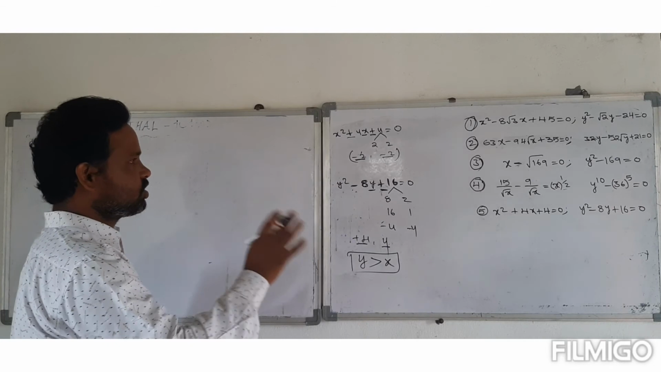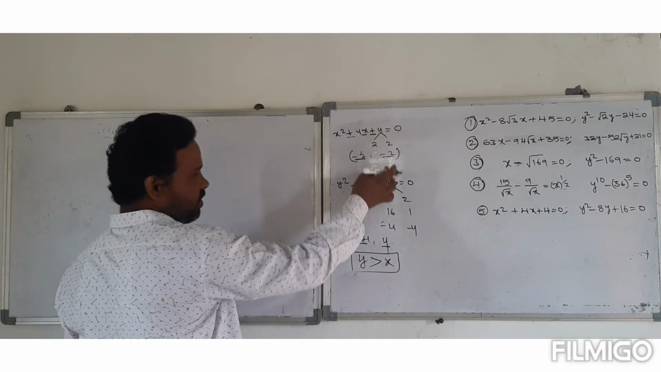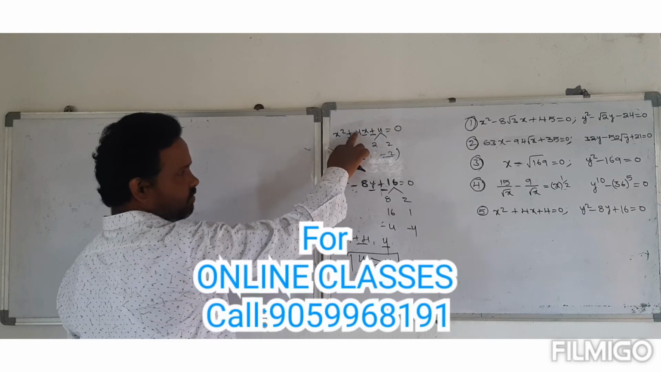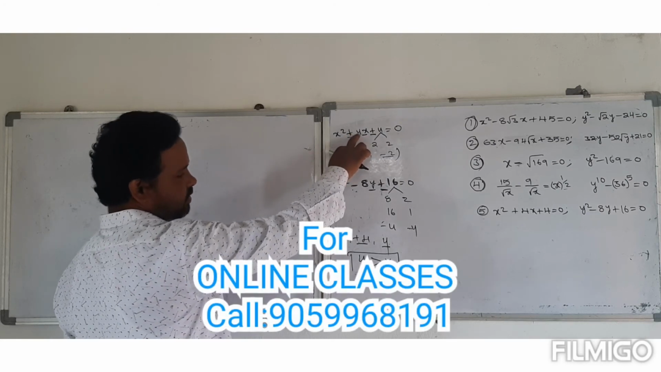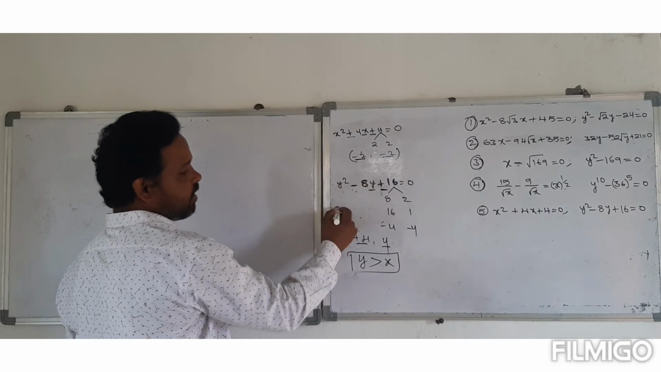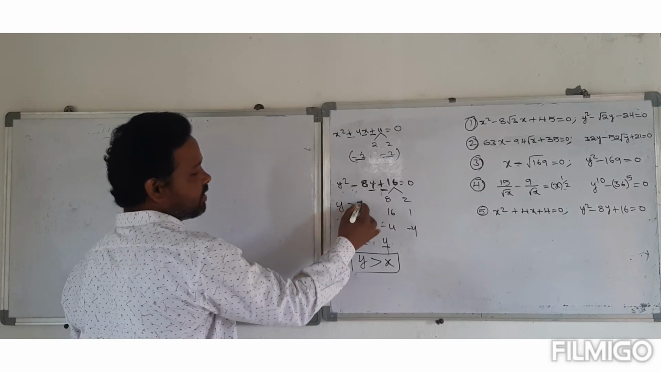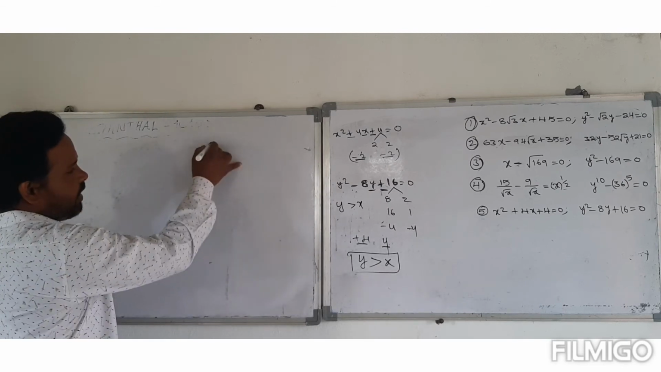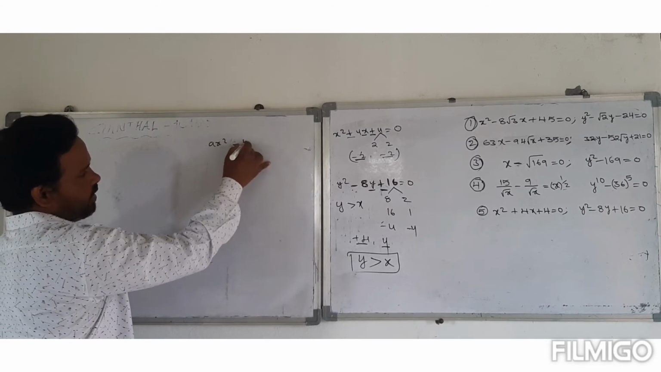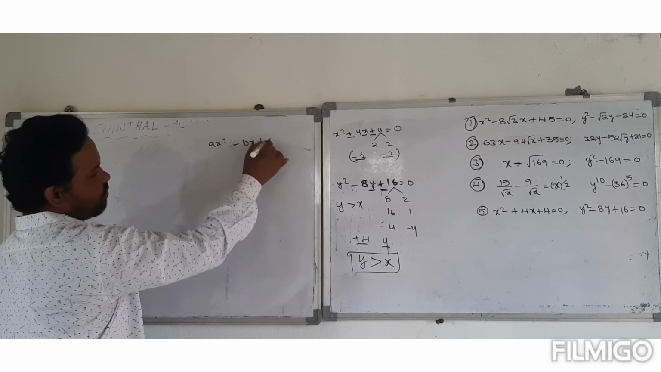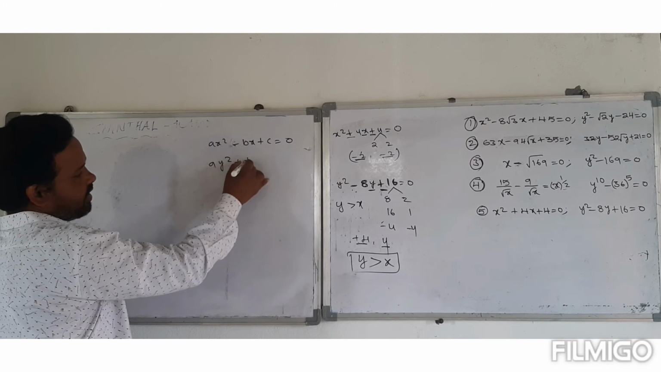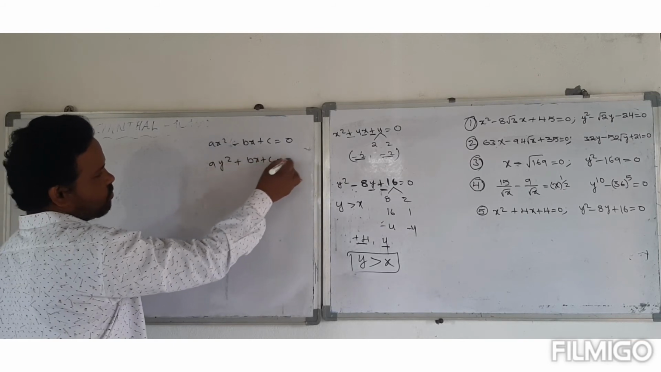Hello guys, just remember here. If the c value is plus, then the b value is plus in x, then minus in y. On that case, y is greater than x. For example, ax square minus bx plus c is equal to 0, and ay square plus bx plus c is equal to 0.